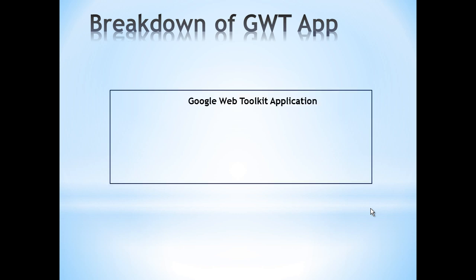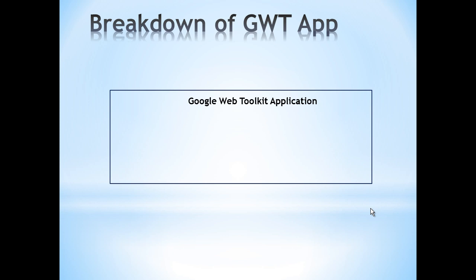So having discussed a bit of the overall concept behind Google Web Toolkit, I would now like to discuss how a Google Web Toolkit app is composed, how you can break it down into components, which you will later see as well when I give the code example.